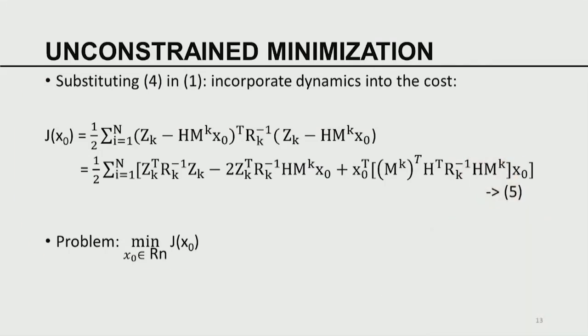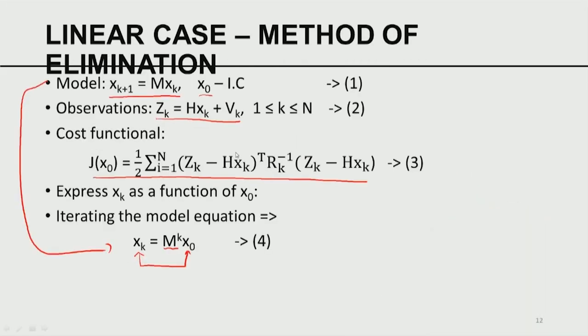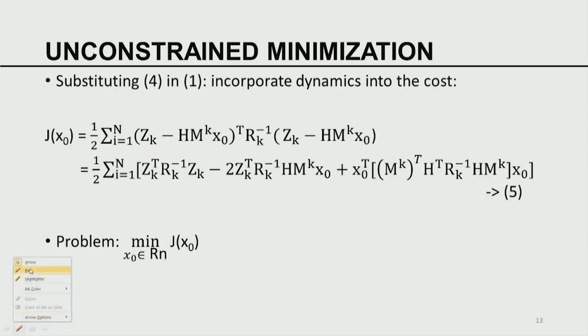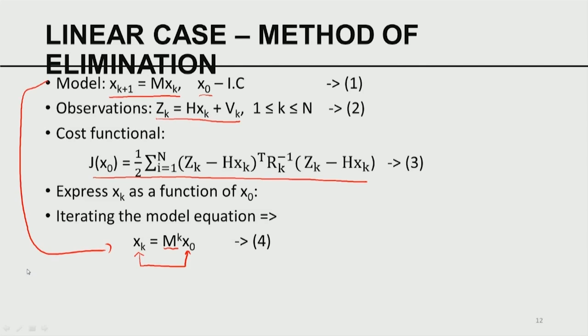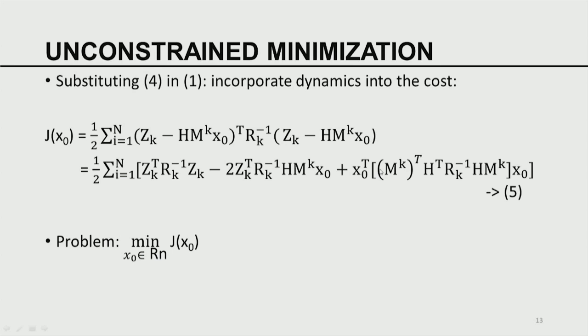So look at this now. These are the x_k's, so x_k's are needed here. Look at this now. x_k's are needed here. x_k is given in here, so I am going to use this x_k in equation 3. So substituting x_k = M^k x_0 in the expression for 3, I get the following. So this is h of x_k with M^k x_0, h of M^k x_0.